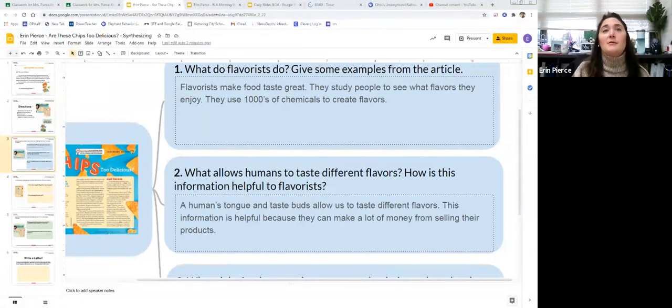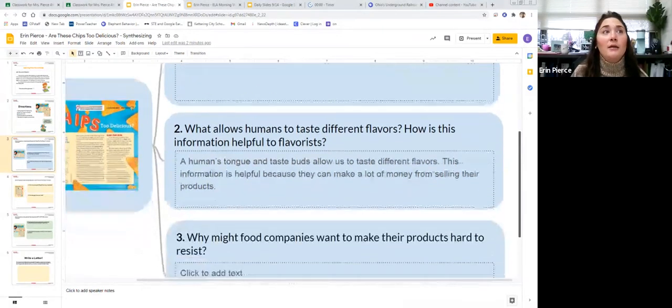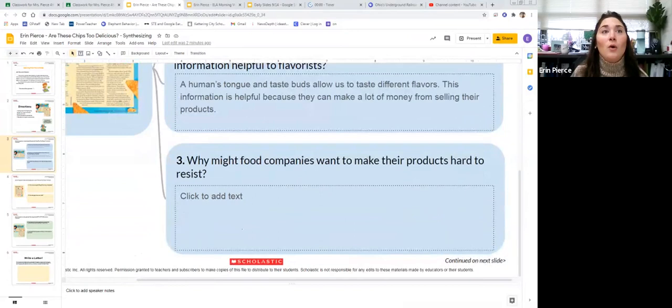A human's tongue and taste buds allow us to taste different flavors. Information is helpful because they can make a lot of money from selling their products. Let's look at slide 4.